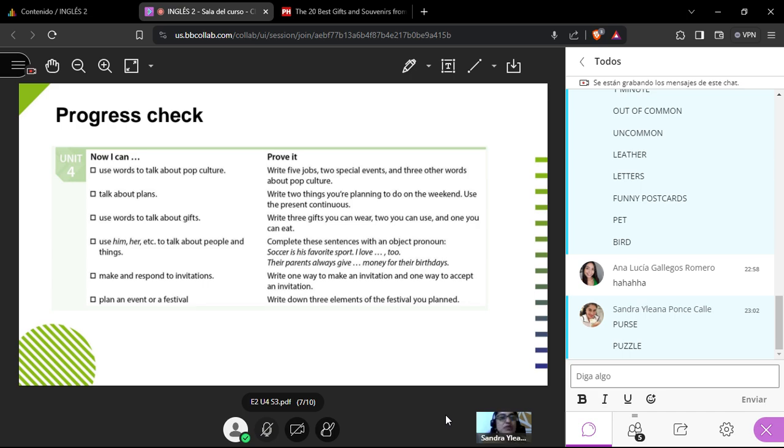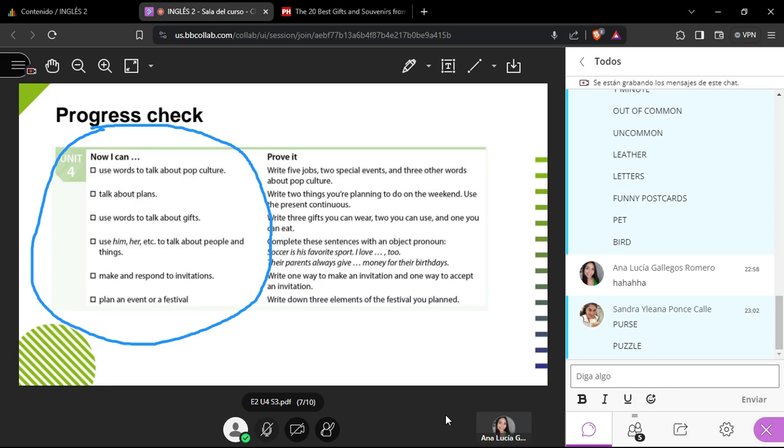Okay, my dear guys, it's time to finish, right? Here we have our progress check, and Anne is going to read our progress check for Unit 4. Read, please. What have you accomplished today in class? Use words to talk about pop culture. Talk about plans. Use words to talk about gifts. Use him, her, etc. to talk about people and things. Make and respond to invitations. Plan an event or a festival. Very good. This is a summary of the things done for Unit 4.